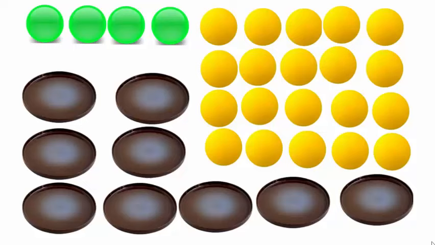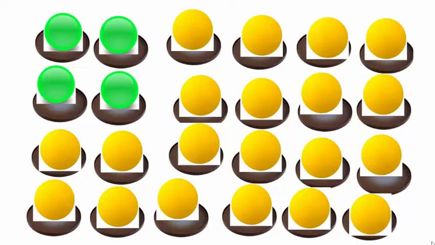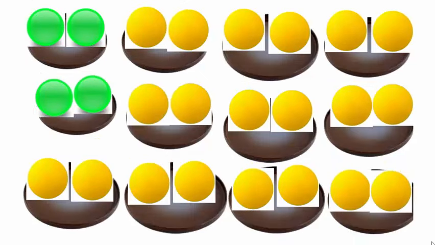Right here I have 4 green and 20 yellow balls and a number of trays. If I put 1 ball in each tray, then I will have 24 trays. Is 1 the greatest number of balls I can put in each tray? What happens if I put 2 balls in each tray? Then I will have 12 trays. Is 2 the greatest number of balls I can put in each tray?